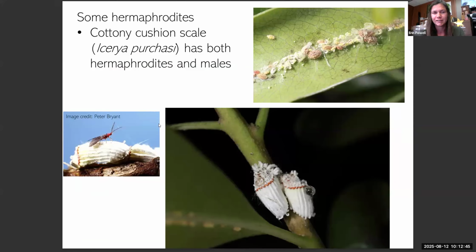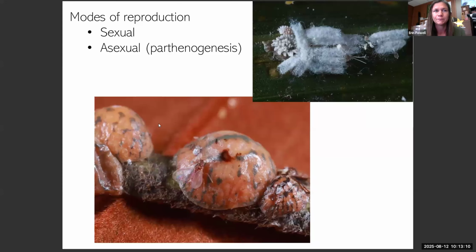So, all this is to say scale insects can be even more notorious invaders because they don't necessarily need 2 individuals to show up in a new location to start a new population. You can have one female show up on a fruit from another country, for instance, and she can start a whole new population on her own without a male coming with her. So this can make them even more notorious invaders for that reason.